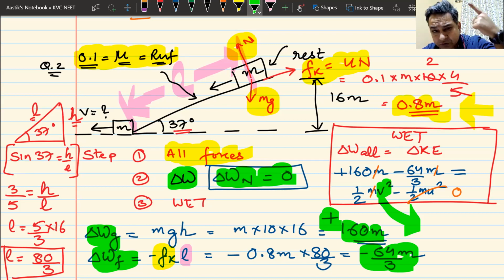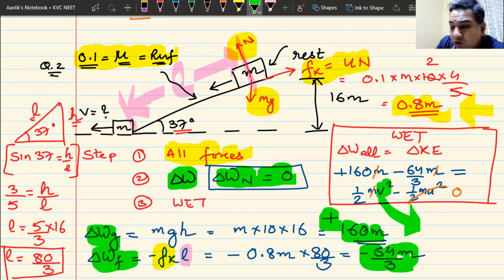Work done is 0. Don't worry. Value of gravity is mg. Work done by gravity is mgh, that becomes plus 160 m. To find out the work done by frictional force, I first find the value of frictional force, mu mg cos theta. That comes to be 0.8 m. Then I find out the length of this path. The length of this path is formed by the right angle triangle. It is 80 by 3. Work done by friction: friction is upwards, motion is downwards. It is minus 64 by 3m.